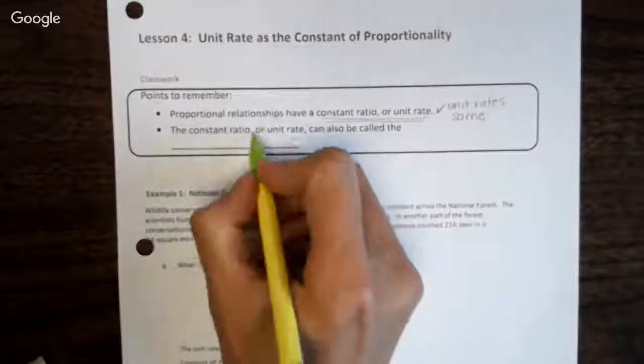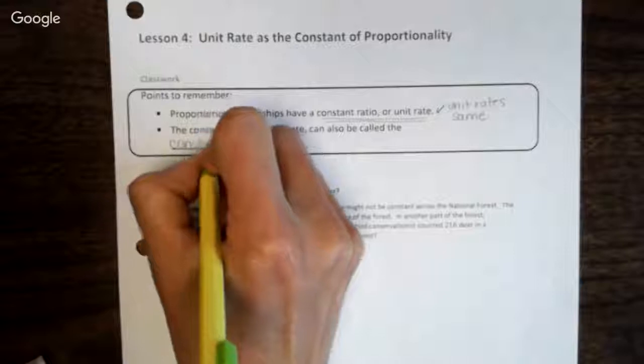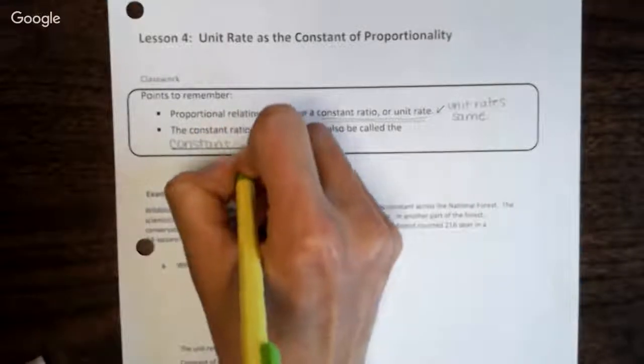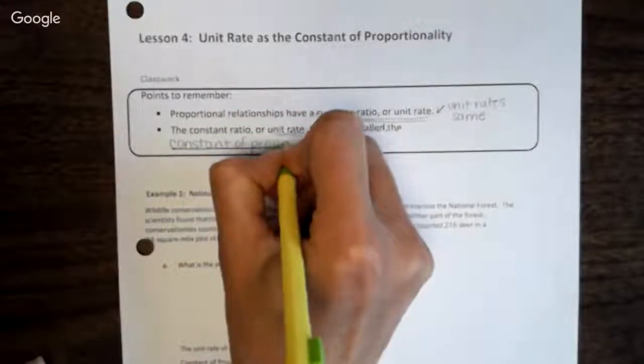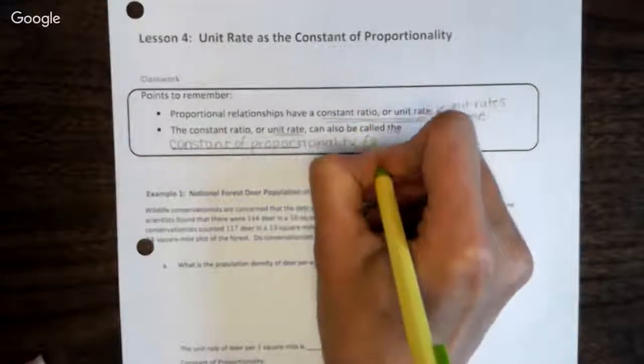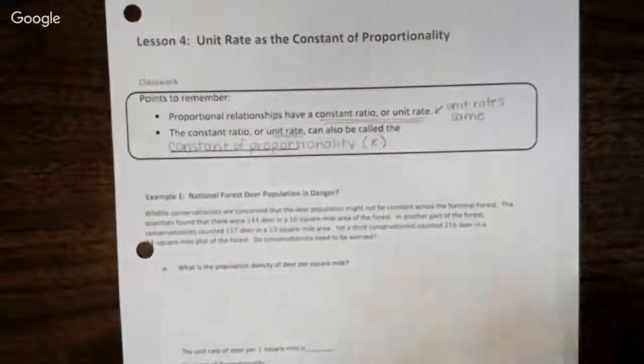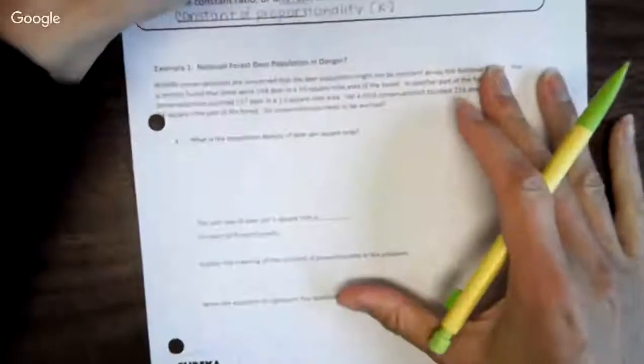Now, this constant ratio, or what we call unit rate, can also be called the constant of proportionality. We learned that in lesson 3. We can also call it K. All right, let's look at example 1. This is all going to be review from lesson 3.